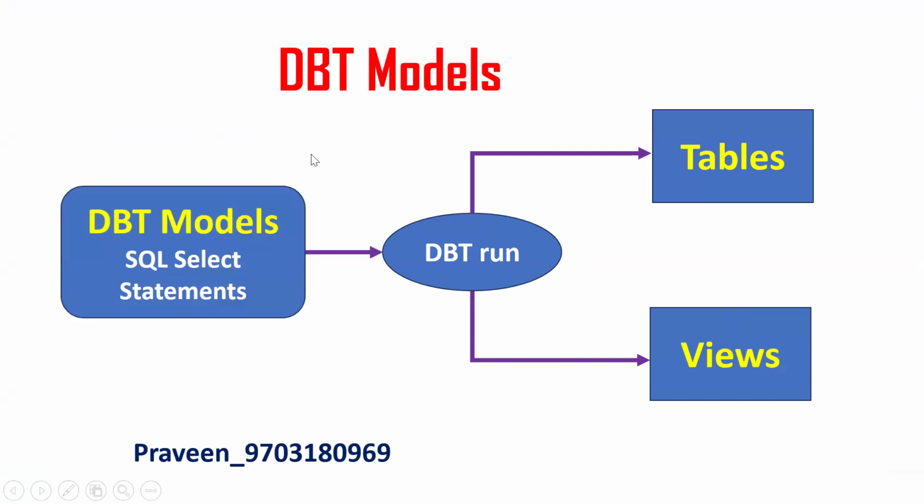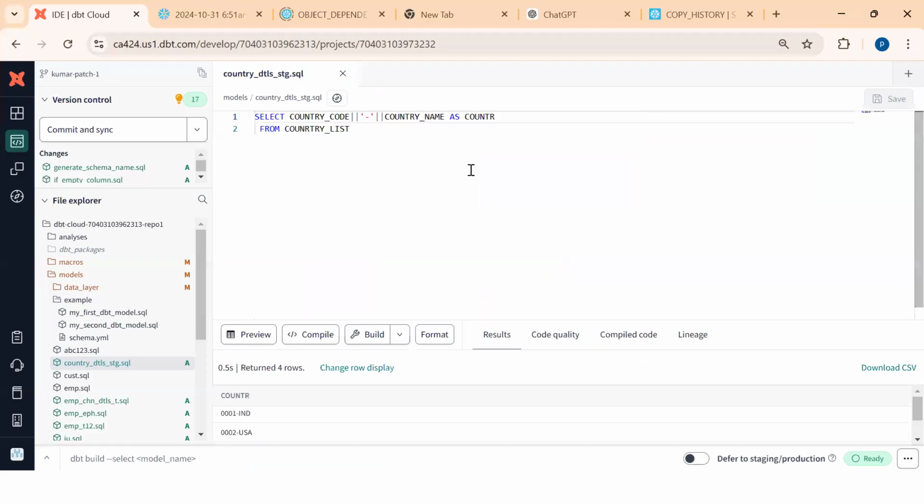We'll work mostly on this models concept. This model contains our transformation logic. Whenever you run this model, either a transient table or a permanent table, a normal view or a secure view will be created based on the property. Got the point? Fitting a little bit? Yes or no? We work mostly on these model concepts only.